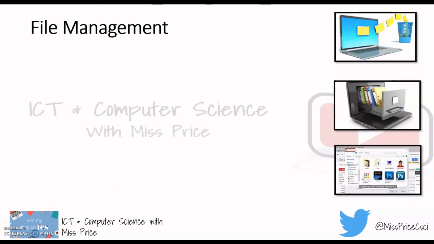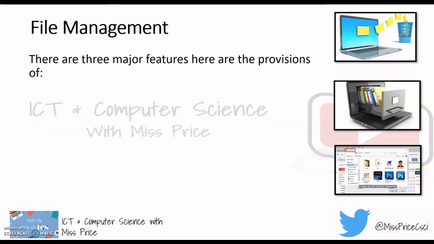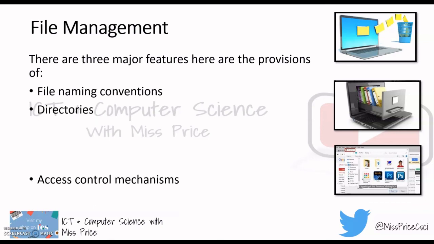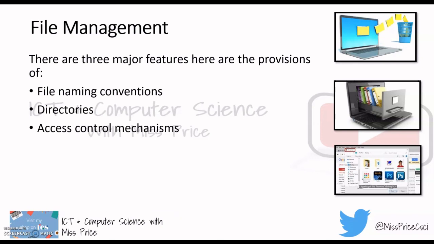And then we have our file management. If you think about how many types of files you've got saved on your computer, for example music, videos, movies and so on. Here are the 3 main features: file naming conventions, directories and access control mechanisms.